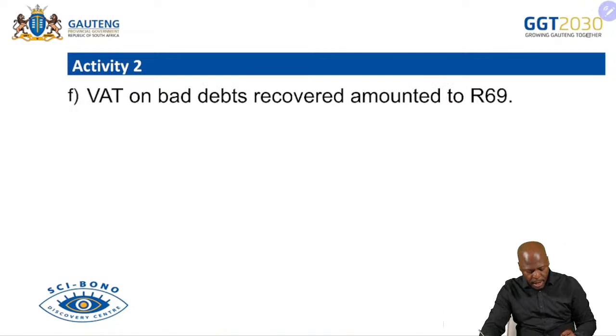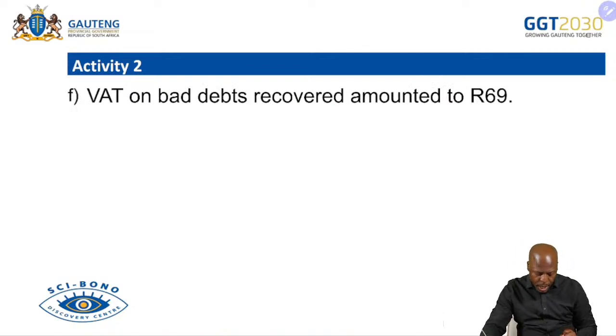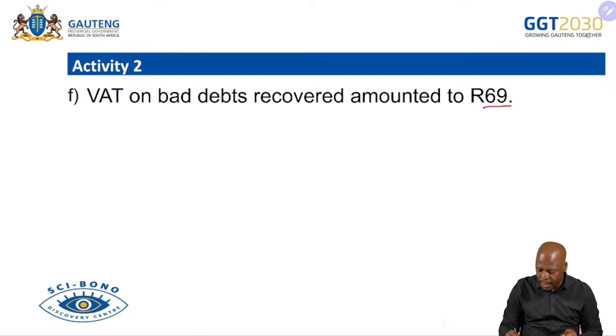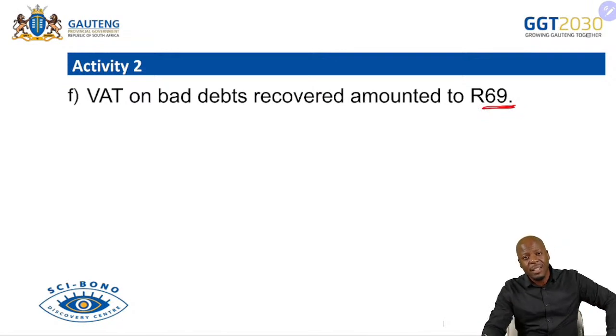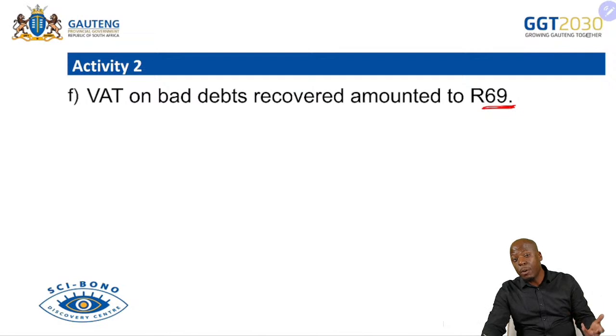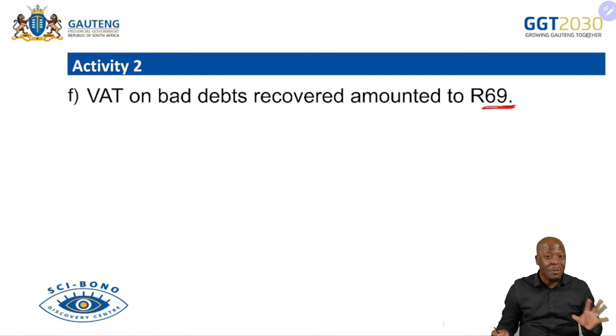Yes, I have. F. And it says, VAT on bad debts recovered amounted to 69. So if I have VAT on bad debts recovered, the easiest way to follow it up is, I'm going to show you this. I want you to follow it. Because here they've already given us the VAT.